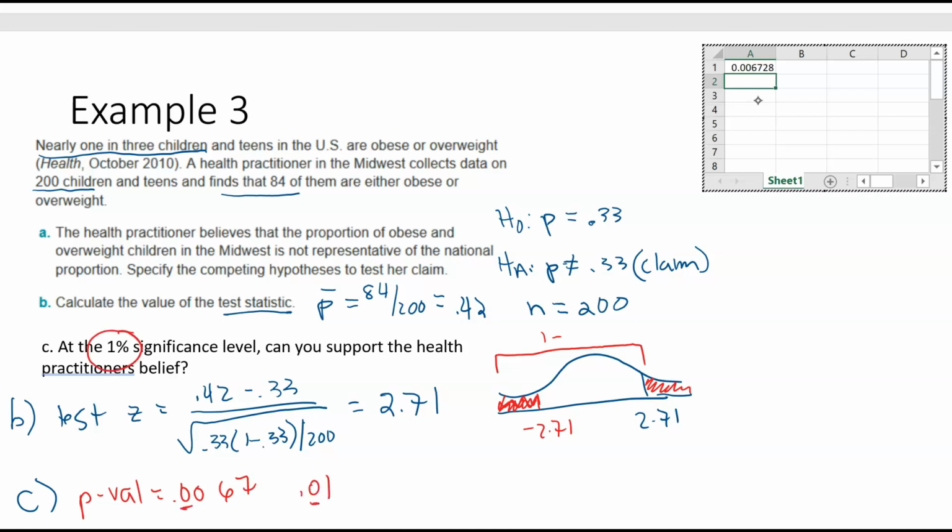How does that compare to 0.01? First digit, same. Second digit, 0 and 1, this is less than. If the p is low, the null must go, so we reject the null. We reject the null, and that means we support the claim. So can we support their belief? Yes, we can support their belief at the 1% level.